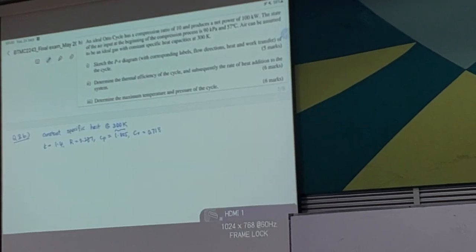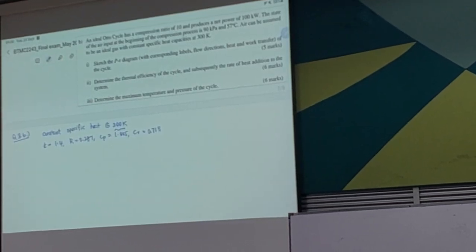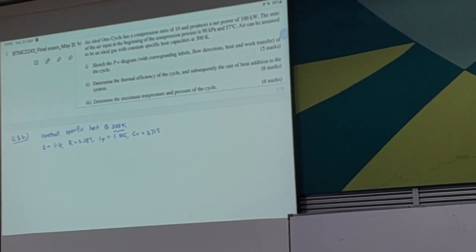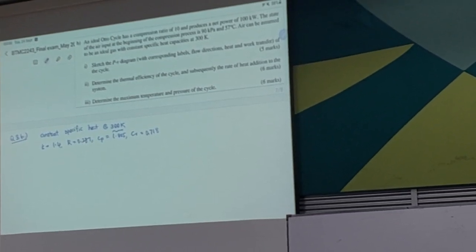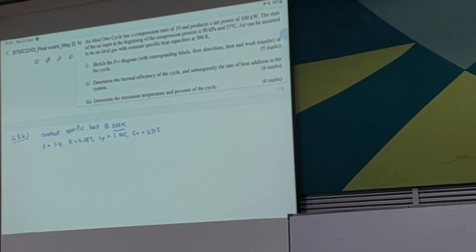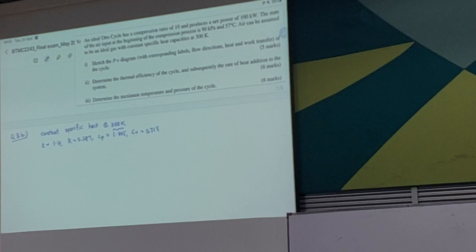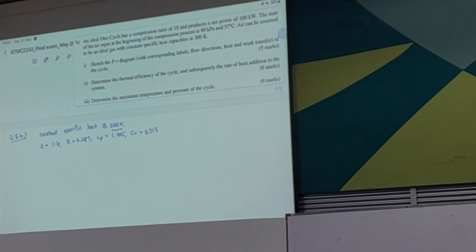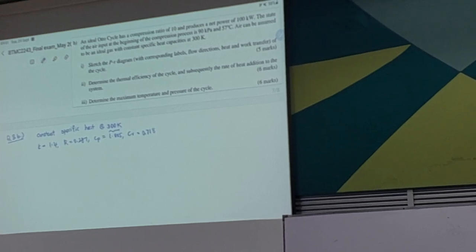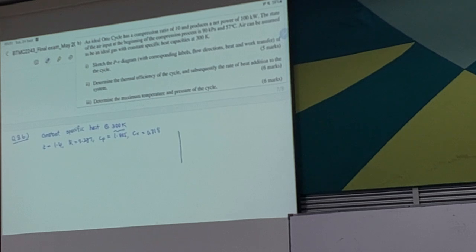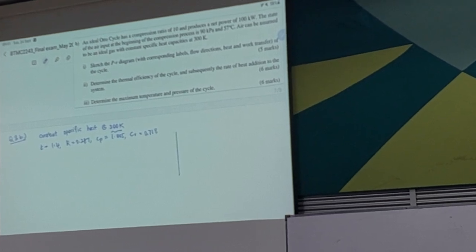Okay, so we are back here. We are just dealing with an Otto cycle. So you need to sketch the PV diagram so you can see the question very clearly. I ask you to give me the flow direction, heat and work transfer, so you have to include all the heat and work transfer of the cycle as well, not just the shape, to get the full marks.